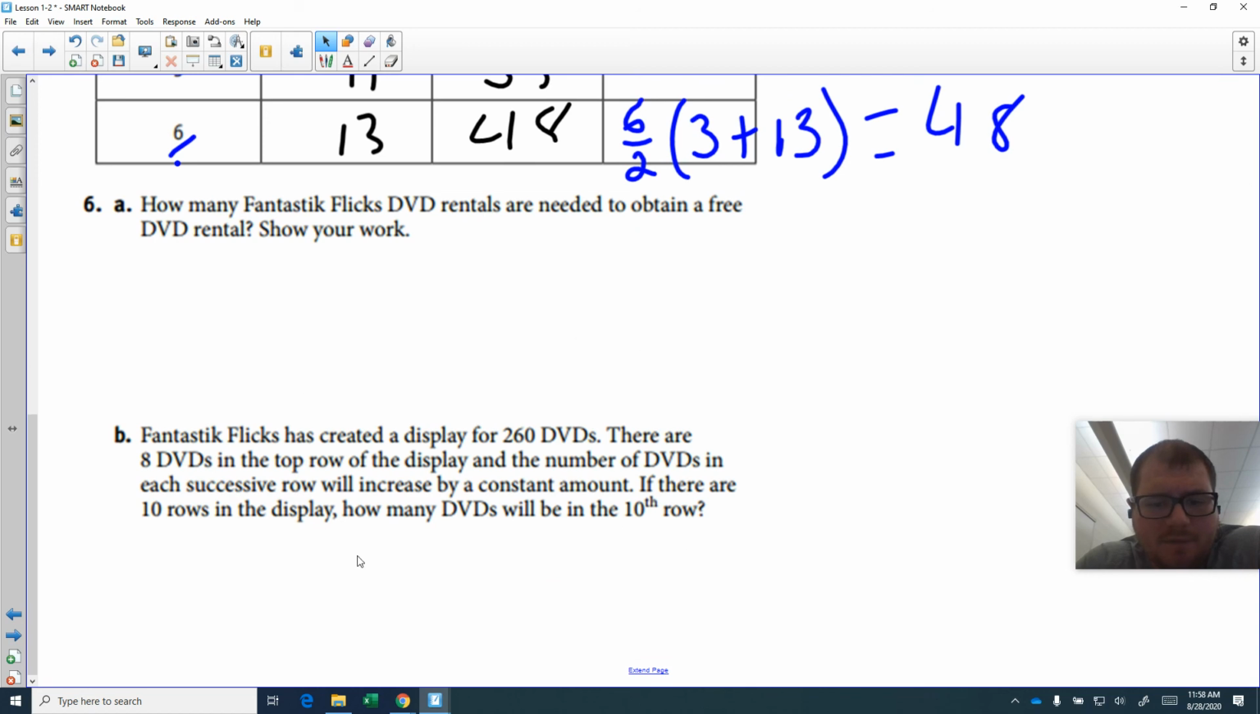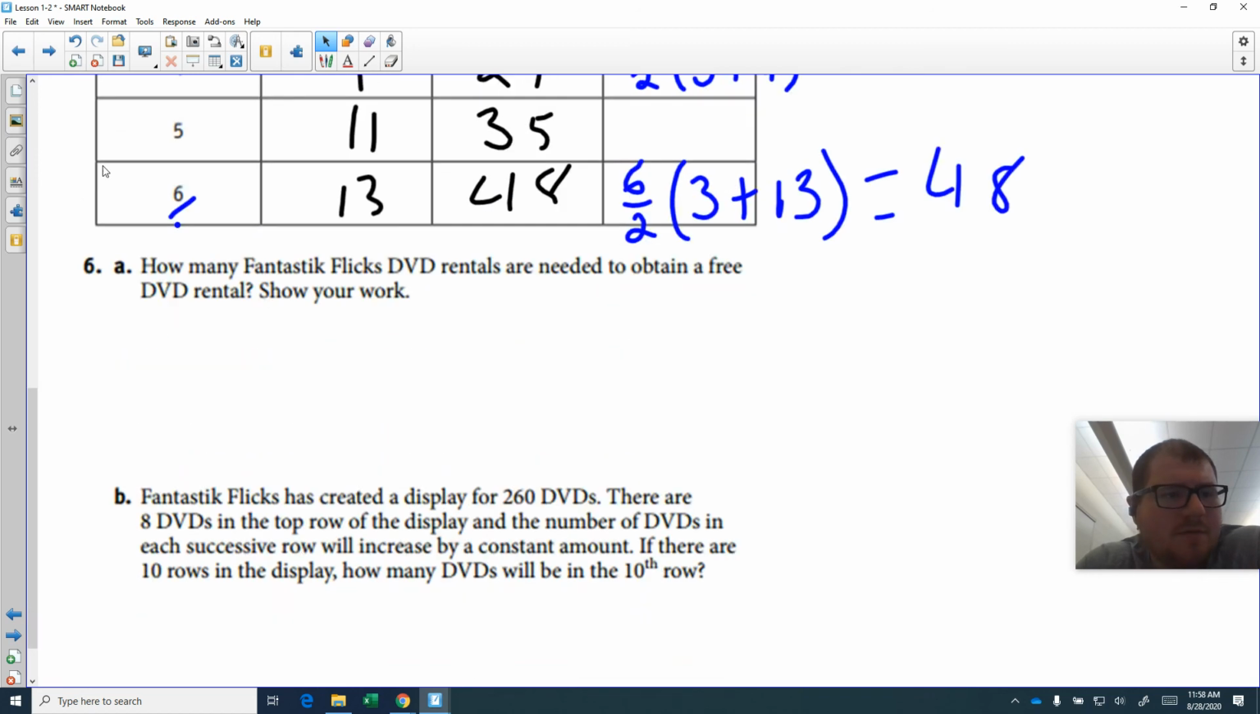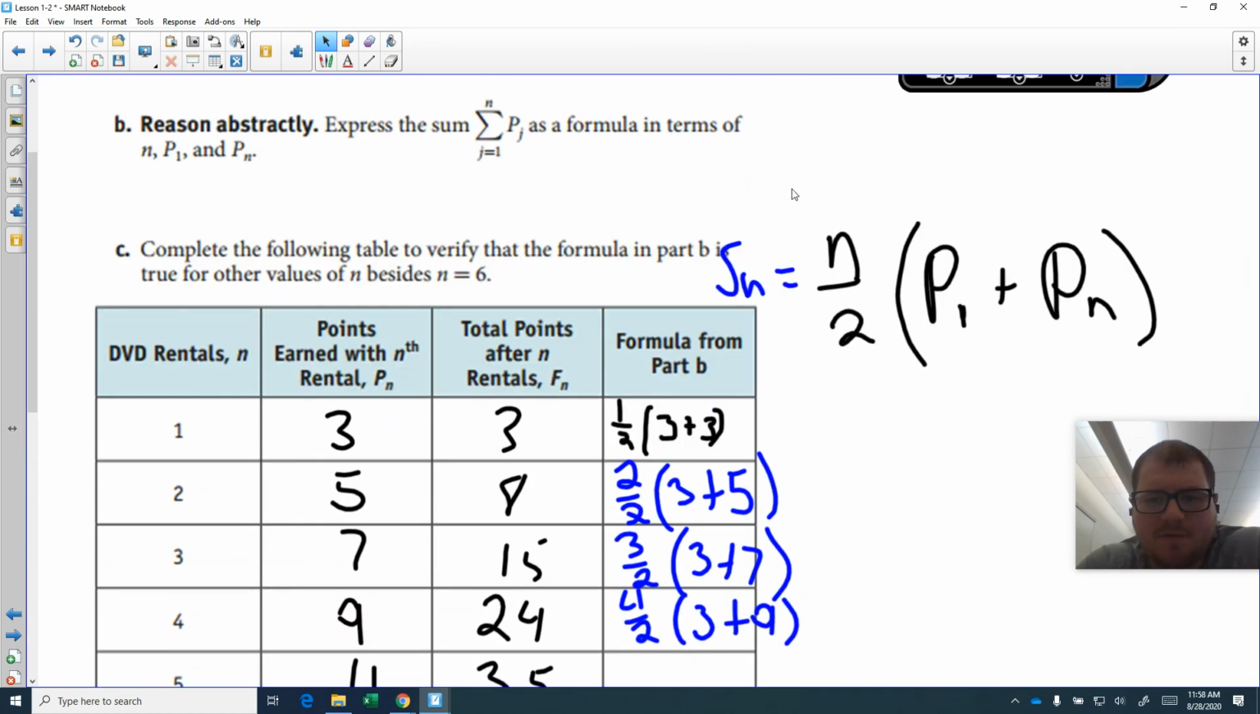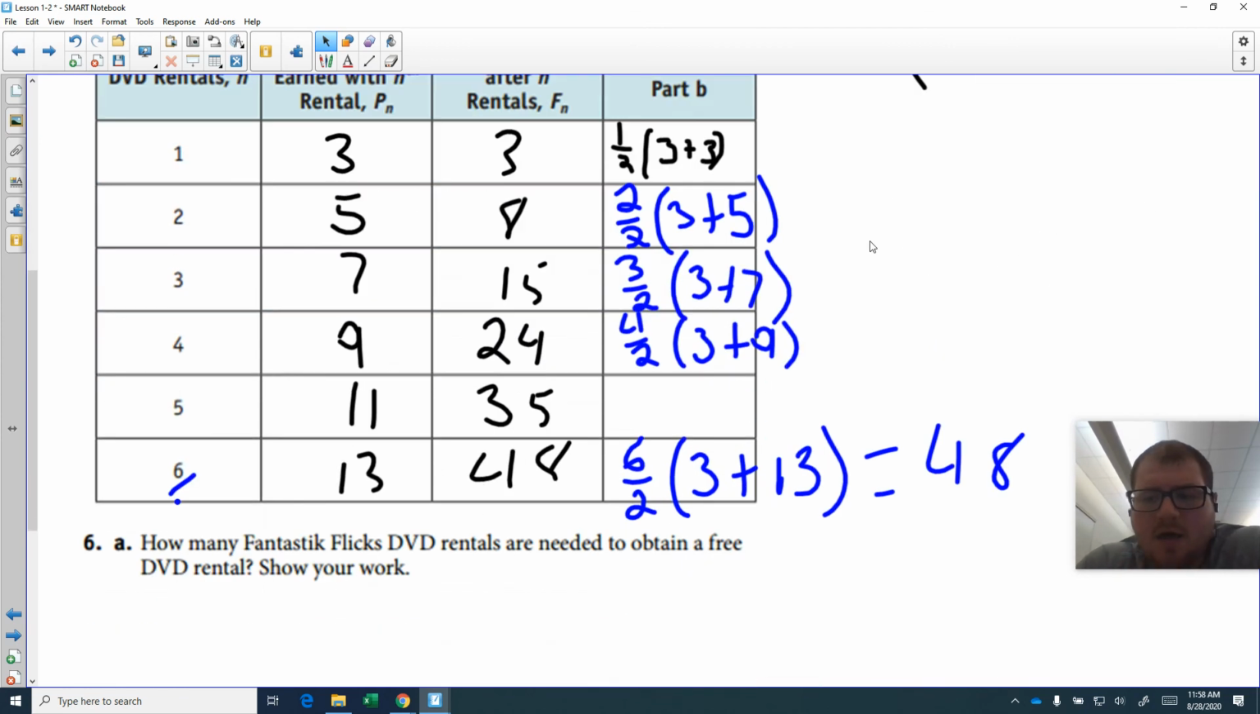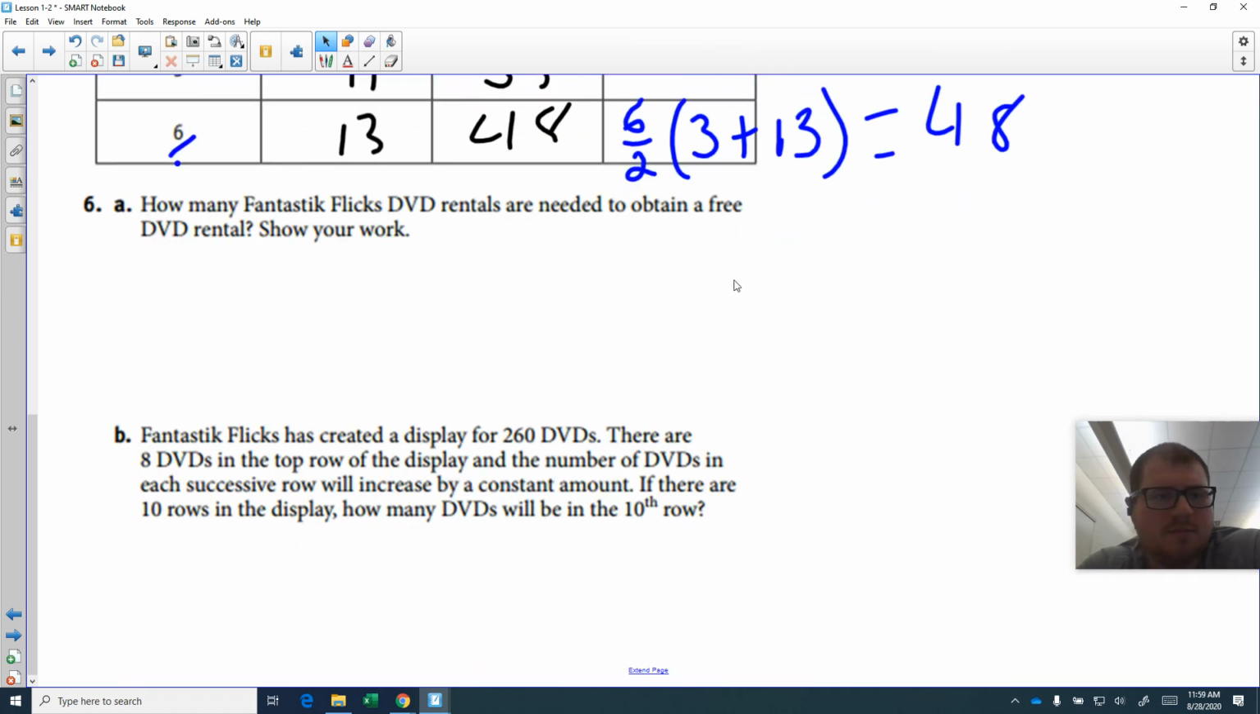You can go ahead and finish off the rest of this if you like. That was the main concept of today's lesson, starting off and trying to find the series of a certain value. Go ahead and finish off by answering all the questions, and if you have any questions, bring them to class tomorrow, and we'll talk about all of this.